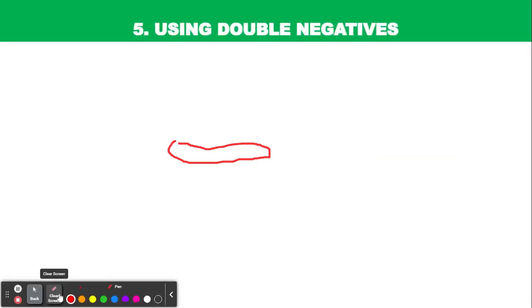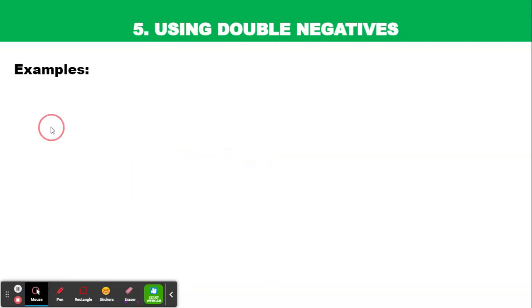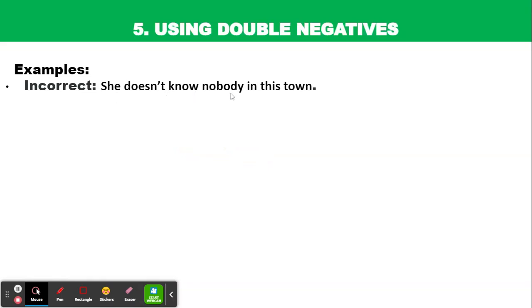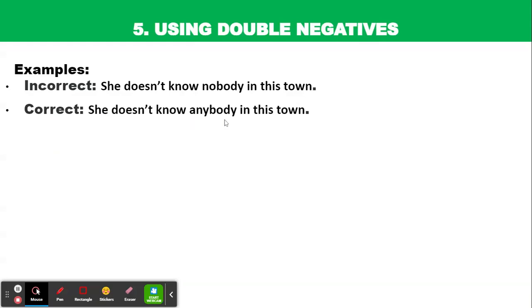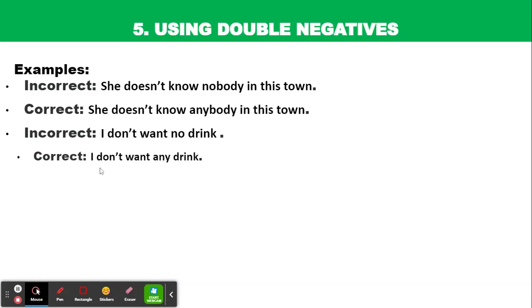That brings us to number five, using double negatives. For example, "she doesn't know nobody in the town." "Doesn't" is negative, "nobody" is negative. That makes it incorrect. The correct thing is to say "she doesn't know anybody in this town." Another example, "I don't want no drink." "Don't" is negative, "no" is negative. That makes it a double negative and it is incorrect. The correct thing is to say, "I don't want any drink."